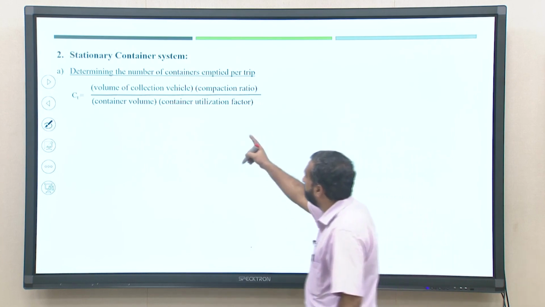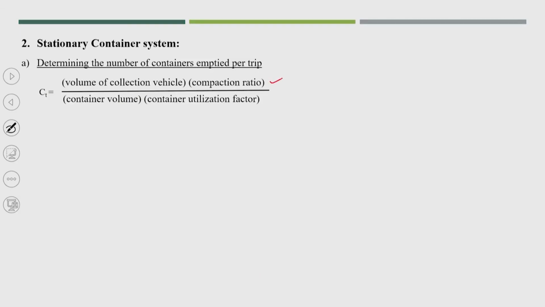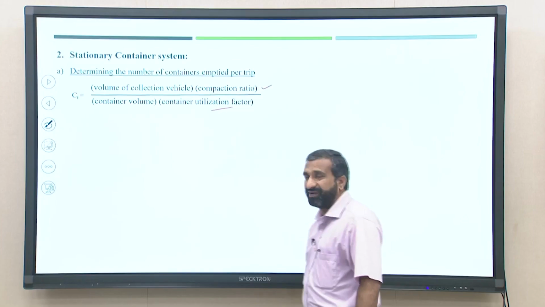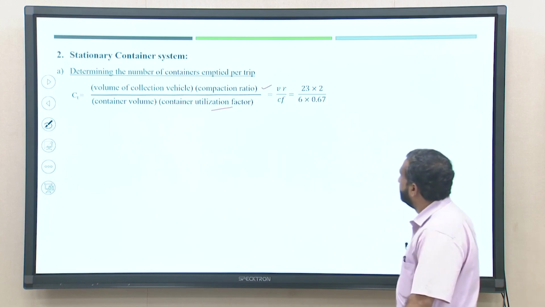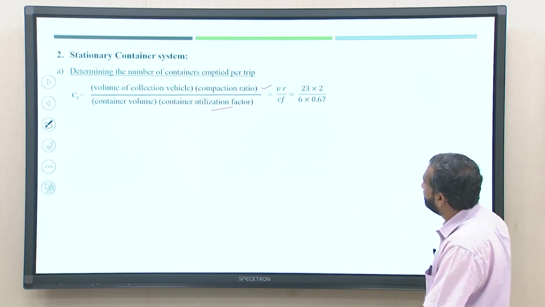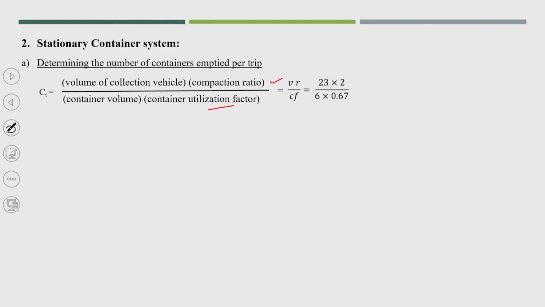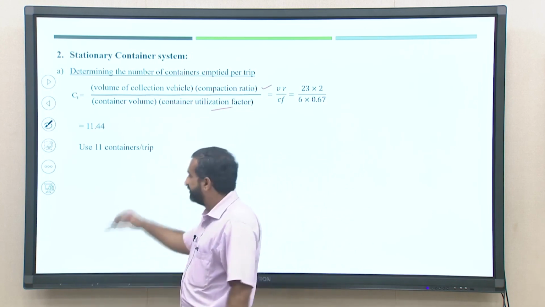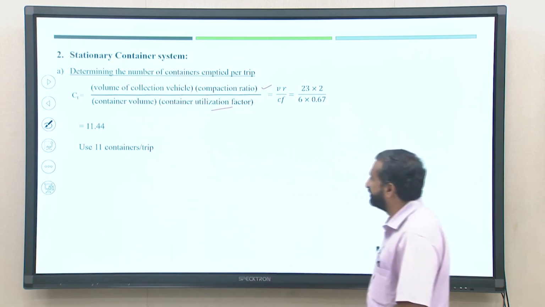For the vehicle volume we multiply by the compaction ratio, and for the container volume we multiply by the container utilization factor. So that is VR divided by CF. The volume of the collection vehicle is 23 meter cube per trip and the container volume is 6 meter cube. So we get 11.44, and we will use 11 containers per trip. If it is more than 11.5, then we could take 12 containers per trip.